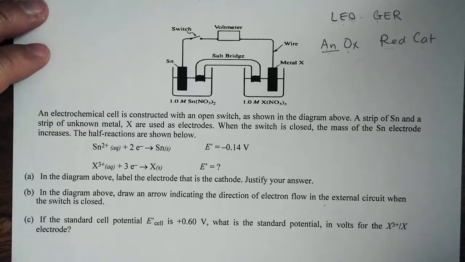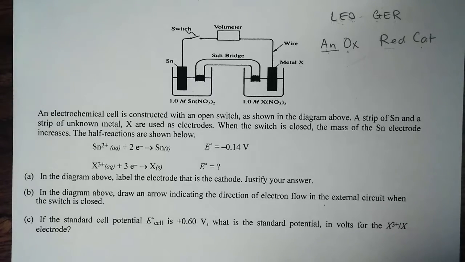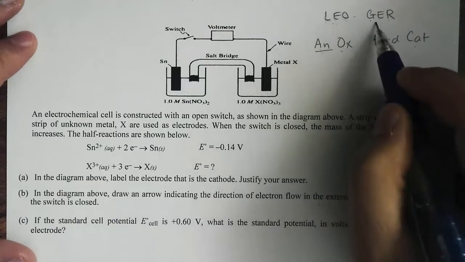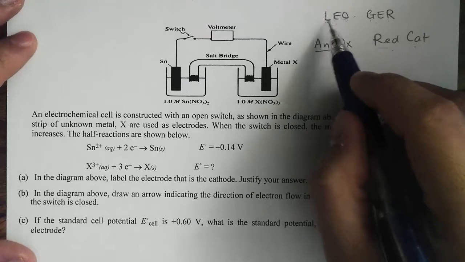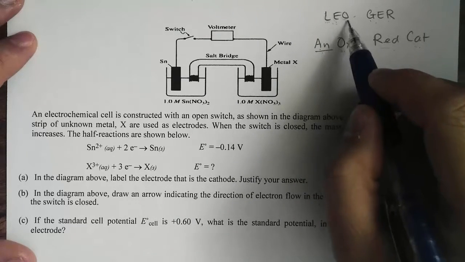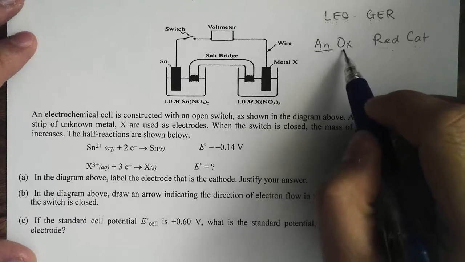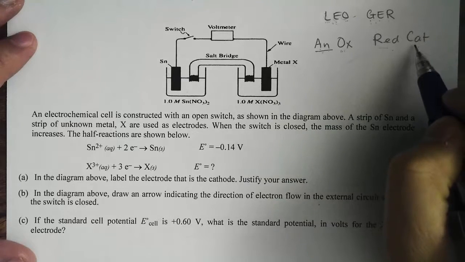In this lesson, we are going to learn how to solve a comprehensive electrochemistry problem. But before we start on this type of problem, we need to write down these two pieces of information right here. Leo the lion says grr, and ox red cat. Why is that important? Leo: lose electron in oxidation and gain electron in reduction. And the location of oxidation is in the anode electrode, and the location of reduction is in the cathode electrode.